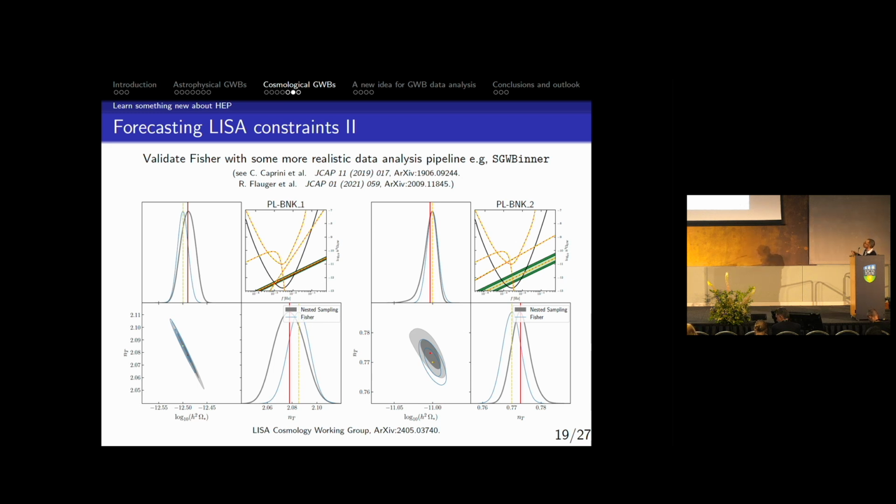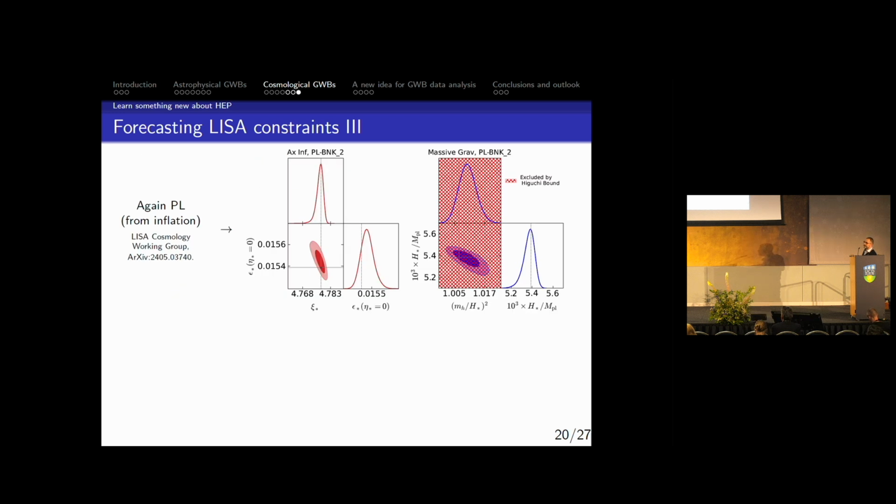And for this, we use this pipeline, which is internal to the Cosmology Working Group. But if you're interested in using this, email me and I can give you access to the code. And indeed, here we find that Fisher is compatible with what we get with MCMC. Fine. Then the interesting bit is, let me try to convert this back onto constraints on the physical parameters.